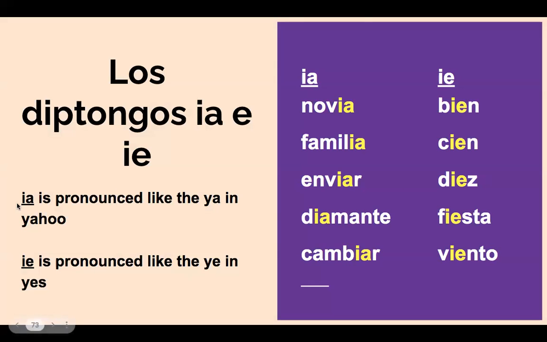The diphthong IA is pronounced like the ya in Yahoo. Novia, familia, enviar, diamante, cambiar. The IE is pronounced like the ye in yes. Bien, cien, diez, fiesta, viento.